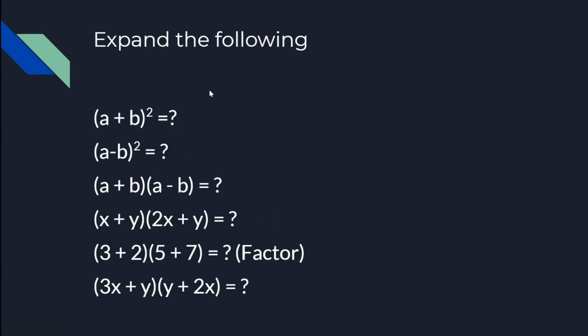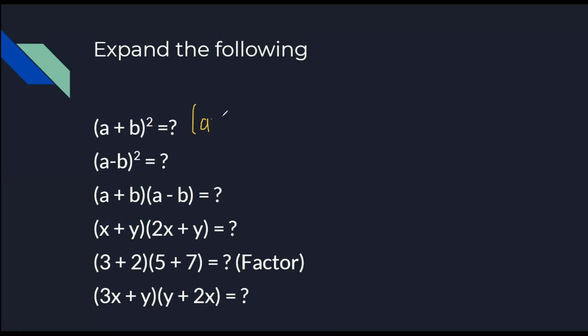Let's try to expand the following. I'll do the first one, okay? So when you have a square, when you have this little 2, that means you're squaring it. So you're multiplying a plus b by itself, okay? So a plus b, and you rewrite a plus b. You're multiplying these two, right?